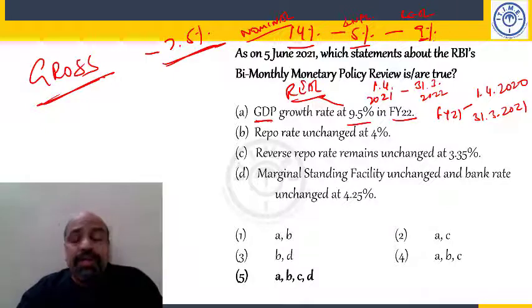In fact, because of the second wave, there have been lockdowns, there have been shutdowns of the economy in large pockets. There has been no growth in the hotel industry. Tourism is gone. Industrial production has been impacted because of this. And of course, there are a lot of other sectors as well.